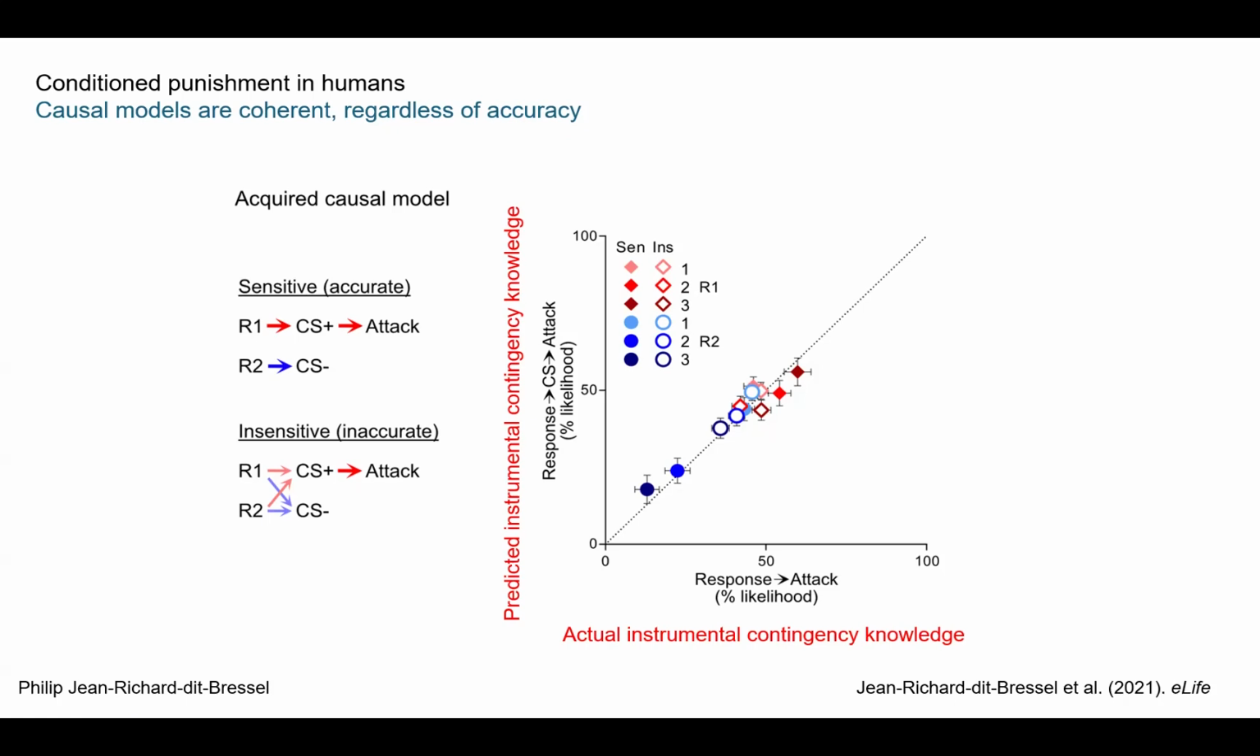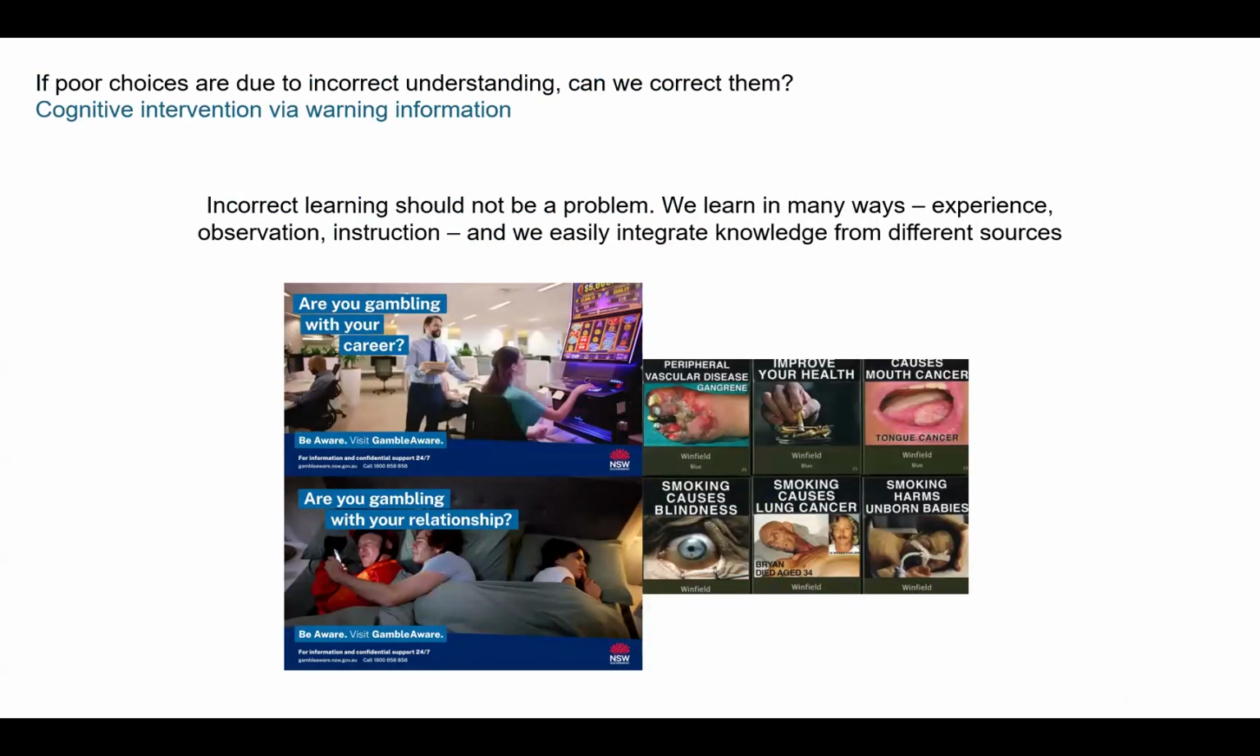But the cool part about all of that is that regardless of if your model is correct or incorrect, it's coherent. What I mean by that is that your rating of how likely response 1 is to lead to attack is predicted by your ratings of each of the individual components of your model linked to response 1. If it wasn't like that, you'd be worried, because it should be coherent. But that just shows you that our insensitive participants have a coherent but incorrect model of how their behaviours cause adverse consequences.